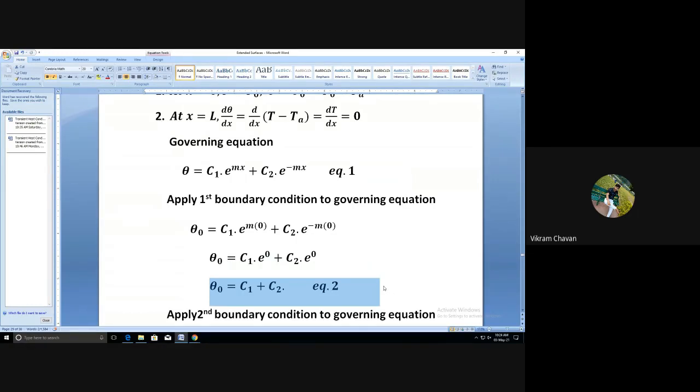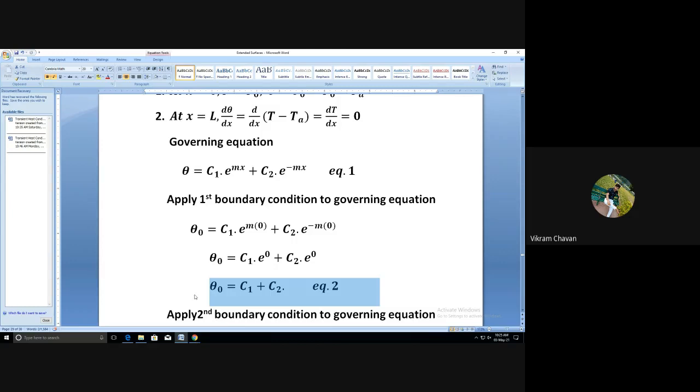Consider this as equation number 2. After applying the first boundary condition, we get theta naught is equal to c1 plus c2, where theta naught is equal to T naught minus TA. So write down: apply first boundary condition to governing equation.